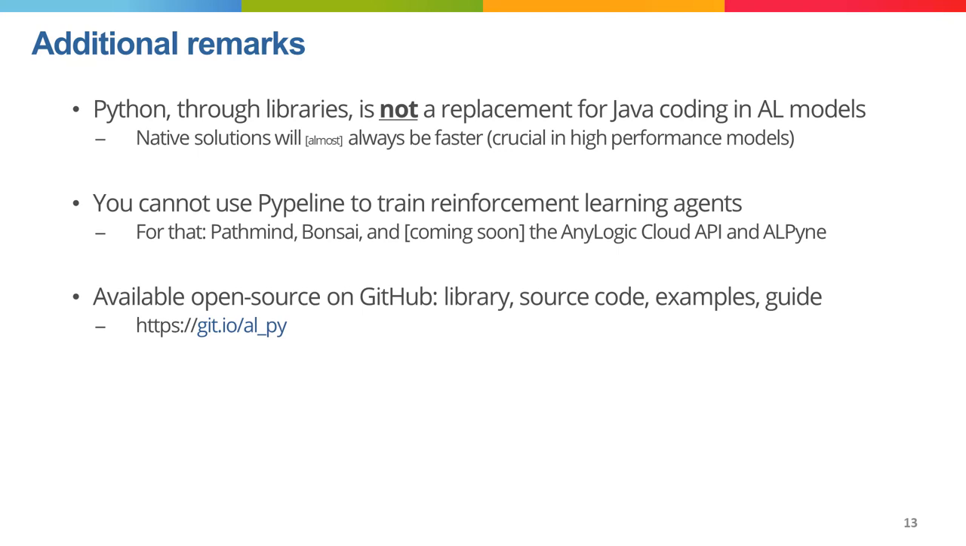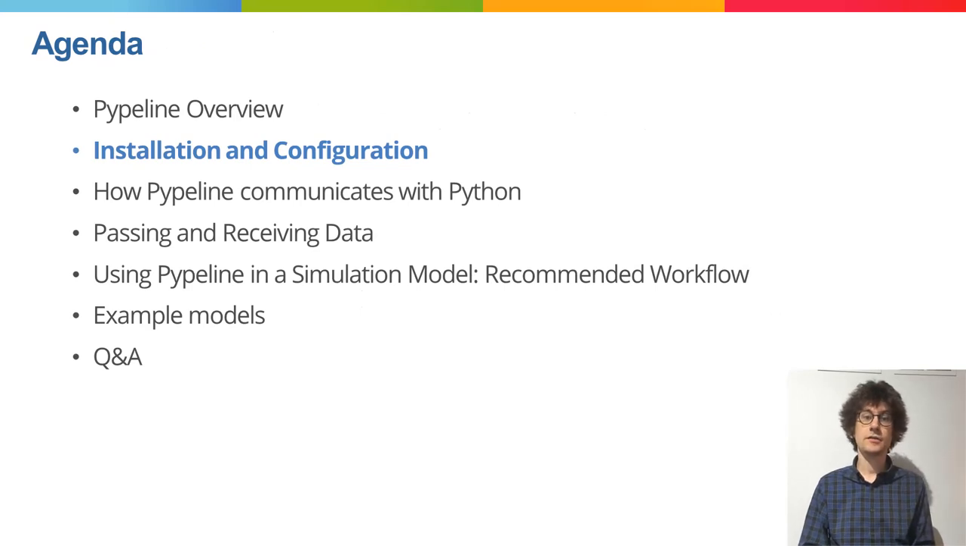Lastly, Pypeline is available open source on GitHub. In addition to being able to download the library, example models, and seeing the source code, which is itself an AnyLogic model, you can also file any suggestions or issues that you have. All right, next I'll demonstrate the installation and configuration process.